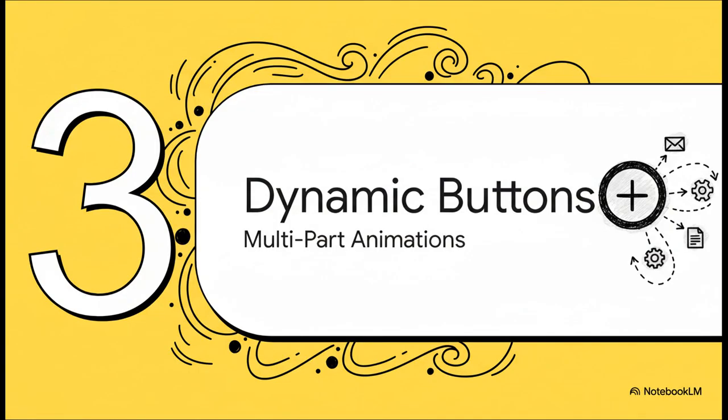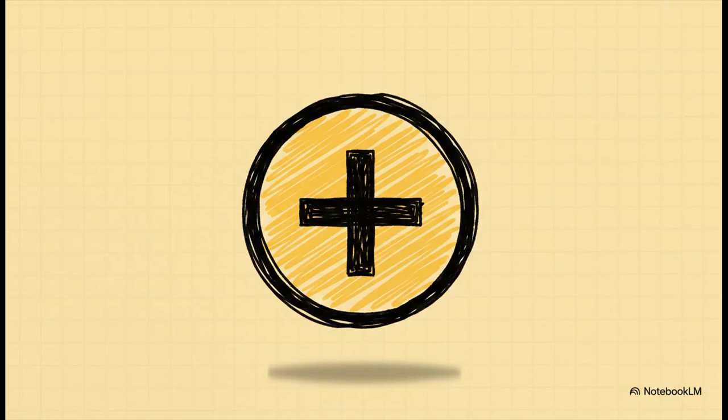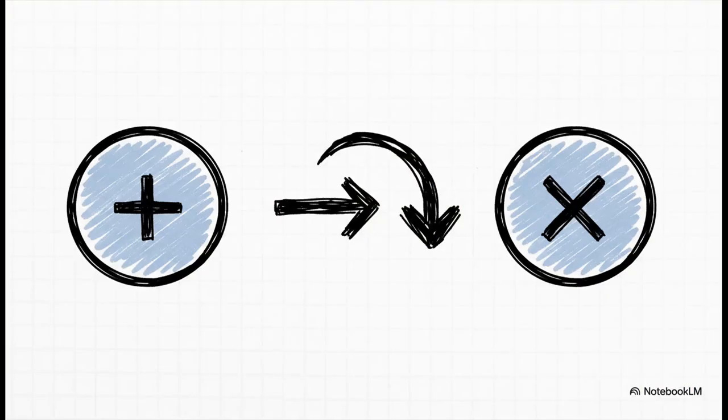We're going to look at another super common UI element, the floating action button. We'll see how a single click can set off this really elegant, multi-part animation. So it all starts right here. Just a clean, simple button floating on the screen with a plus icon. It's basically an invitation, right? It's telling the user, hey, you can create something new here. This is its default state, just sitting there waiting for you to tap it. Okay, now for the first bit of magic.